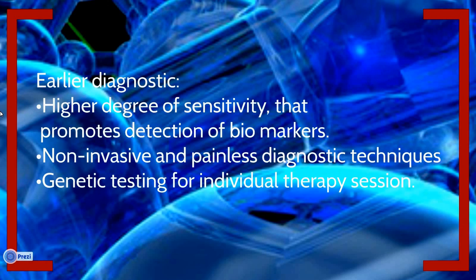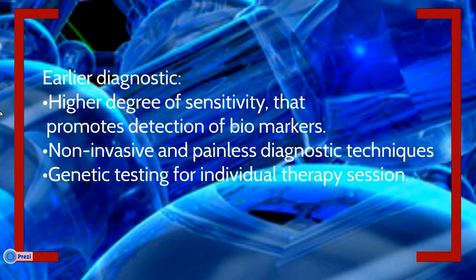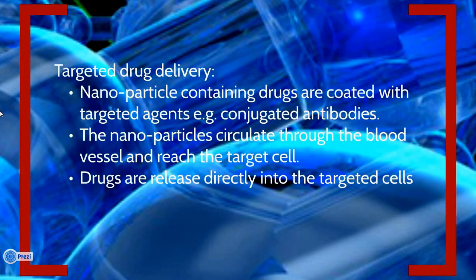There's genetic testing for individual therapy sessions. This is therapy based on the genome or genetic makeup of the individual. Targeted drugs. The nanoparticles containing drugs are coated with targeting agents, for example conjugated antibodies. The nanoparticles circulate through the blood vessels and target cells. Drugs are released directly into the targeted cells.